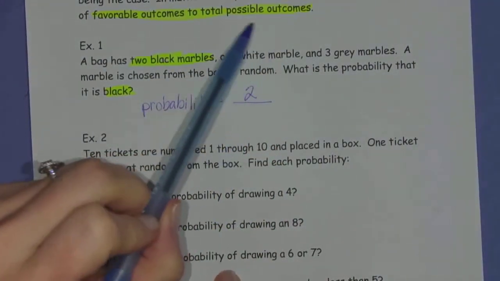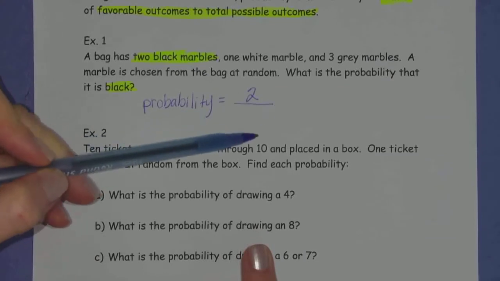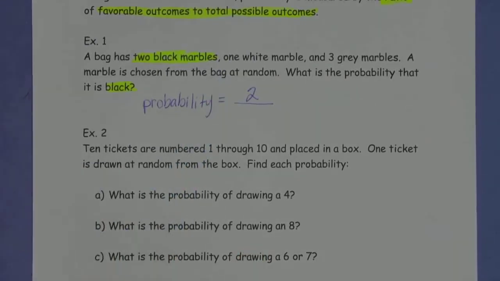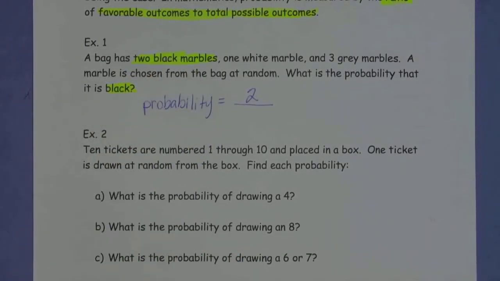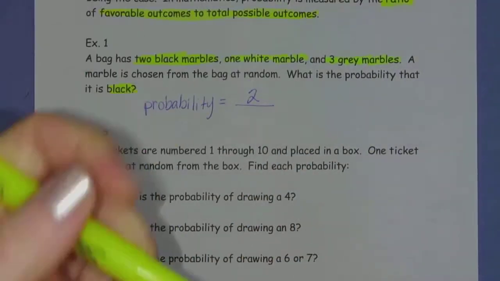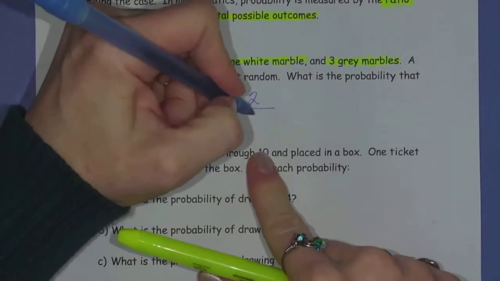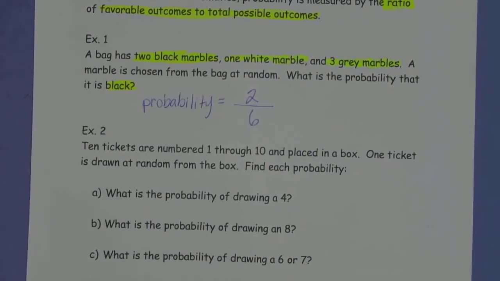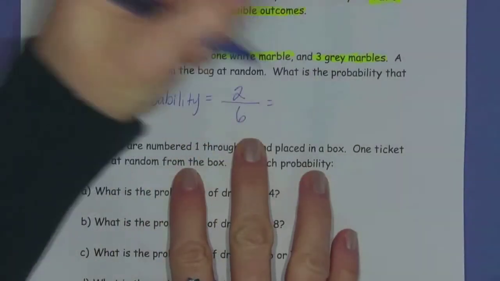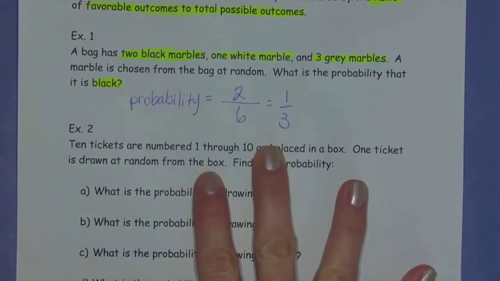Now, the denominator is the total possible outcomes. Like when you reach into that bag, how many marbles are you choosing from in total? So for that, I'm going to actually add 2 black ones, 1 white, and 3 gray. So if you add 2 plus 1, that's 3, plus 3, you're looking at 6. So the probability that you're going to choose a black marble at random is 2 out of 6. Now, we should reduce that. In probability, you do want to reduce. So 2/6 reduces to the fraction 1/3.